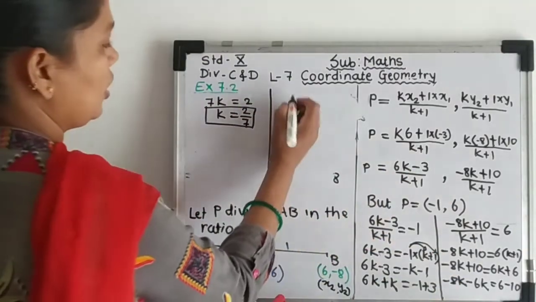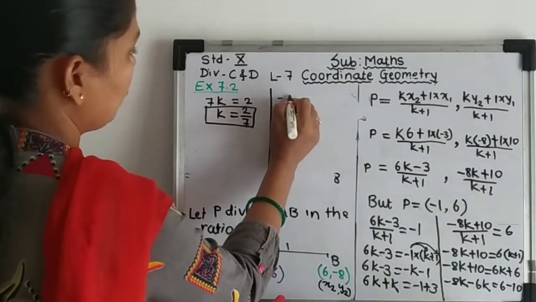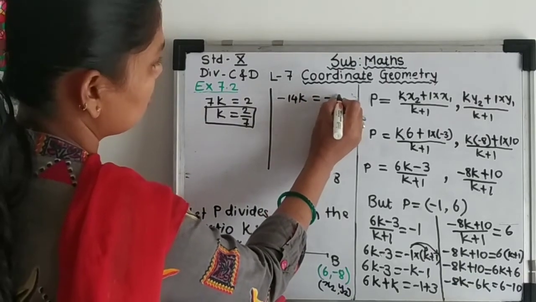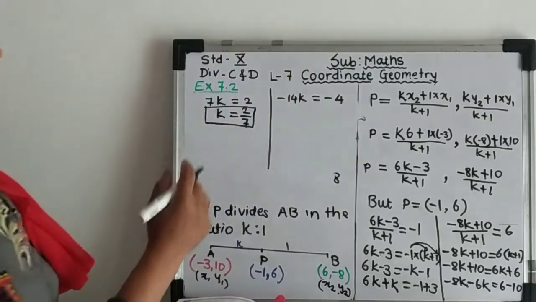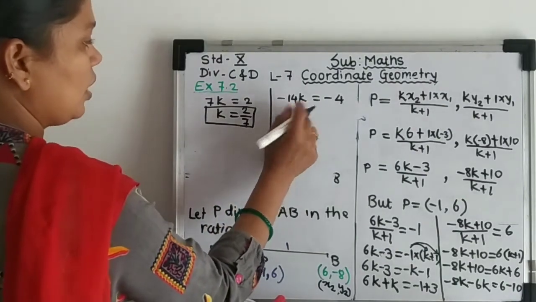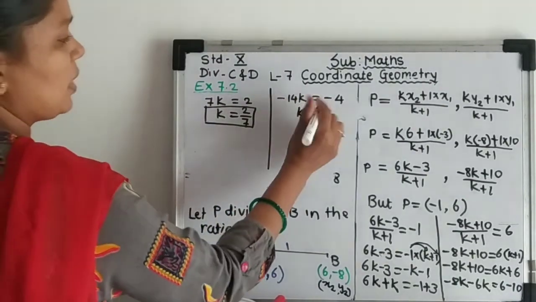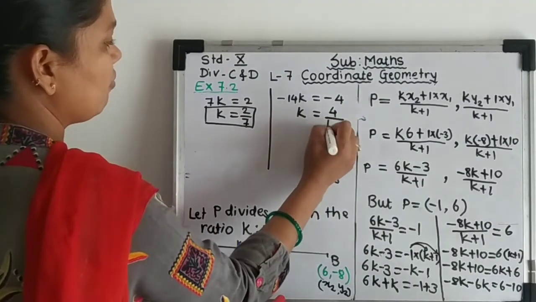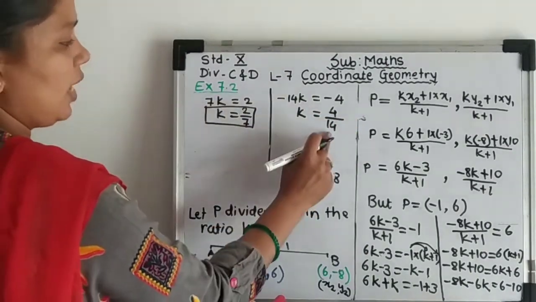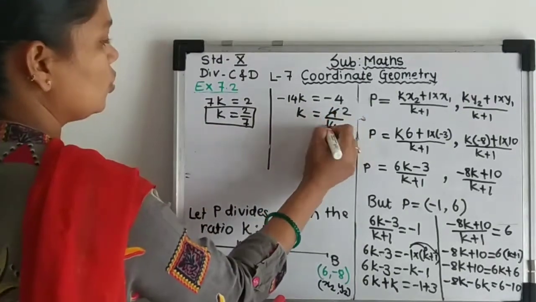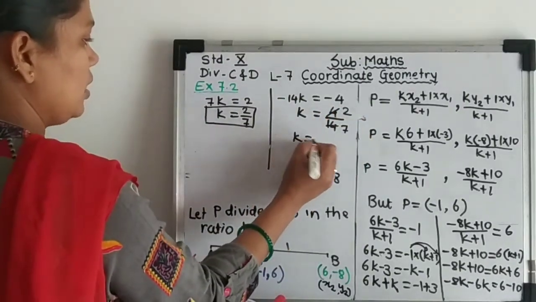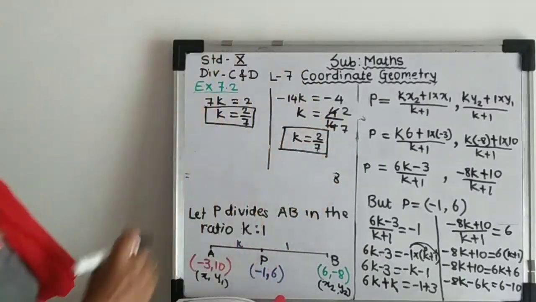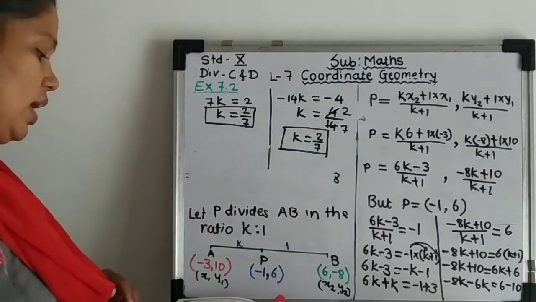Right? So we got here minus 14k equals to minus 4. 10 minus 6 is minus 4. Now k we will keep one side. This minus minus will get cancelled. So 4 divided by 14. This minus 14 we have shifted towards this side. 2 2s are 4 and 2 7s are 14. Right? So when we have solved that, for y also the same value we have got.